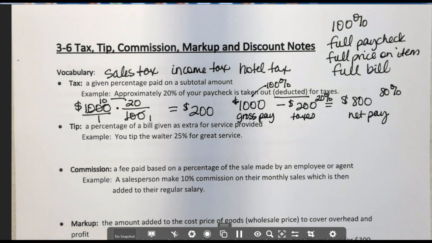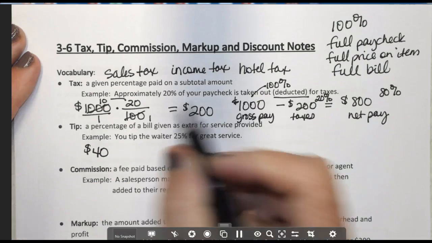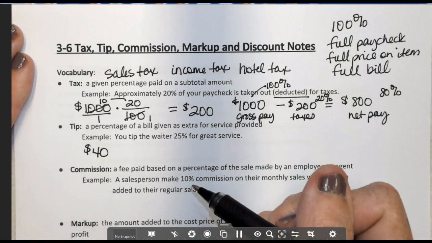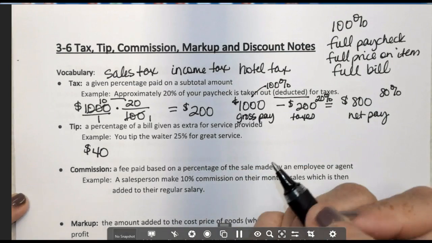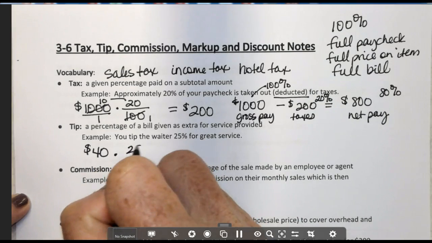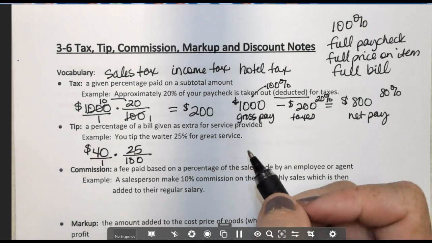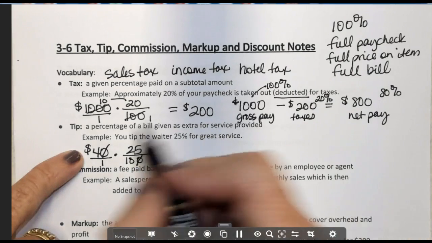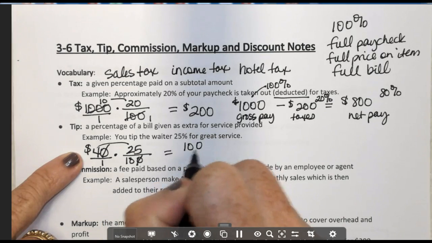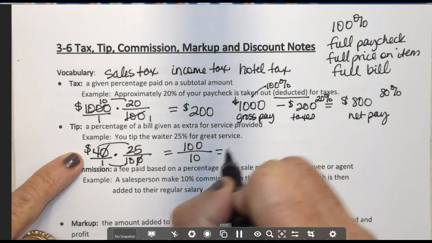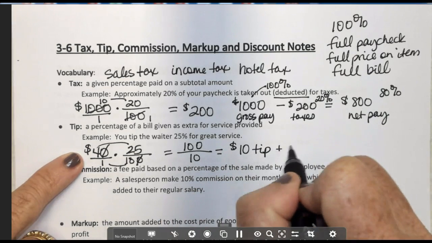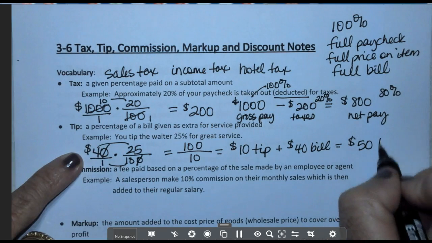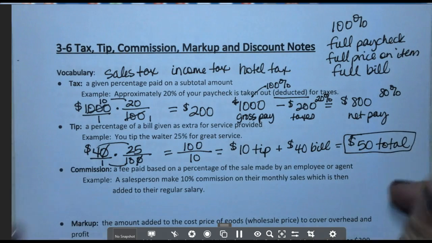So for example, say you go to a restaurant and the bill is $40 and you are going to tip that waiter 25% because they were really a great server. Tip is usually between 18 and 25%. So 25 would be for really good service. So again, you're going to multiply that by 25 over 100. And you can simplify this a little bit. You could divide 40 and 100 each by 10 by just eliminating a 0 on each. So now you would have 4 times 25, which is 100, divided by 1 times 10, which is 10. So that would give you a $10 tip that you would be paying on top of your $40 bill, which would give you a total that you are actually paying of $50.